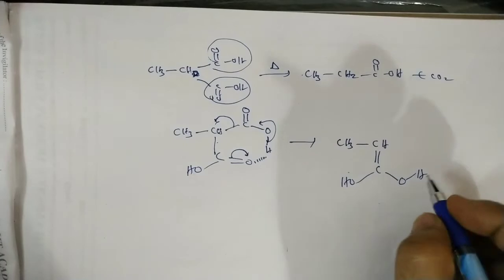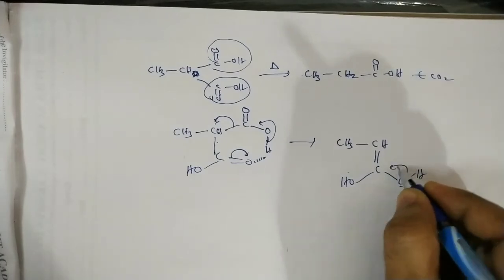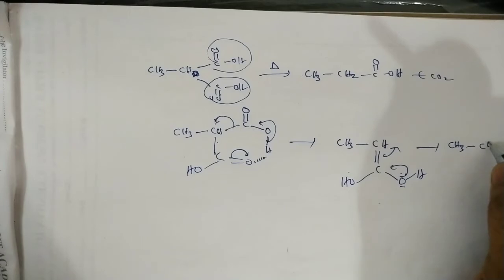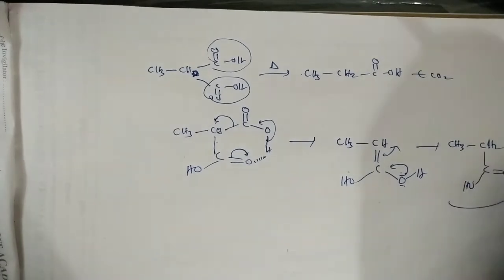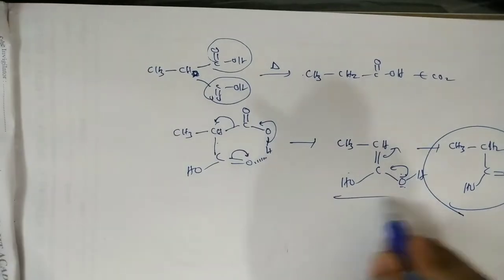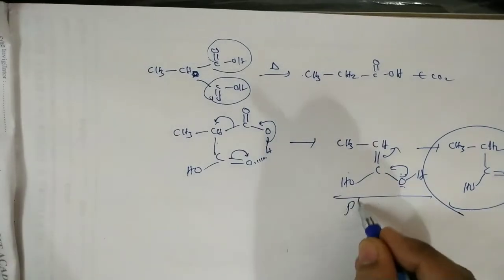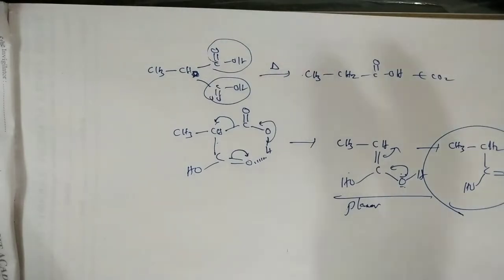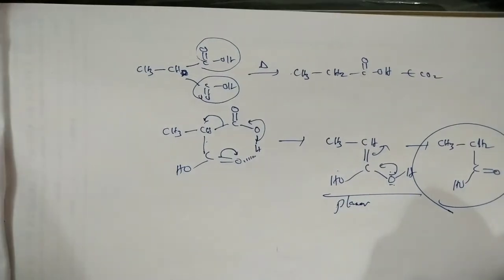Now this enol form is converted into keto form by proton transfer. So CH3CH2 C double bond O with OH. This is a carboxylic acid. So again here that is an enol, a planar enol. This planar enol may be converted into a non-planar compound actually.